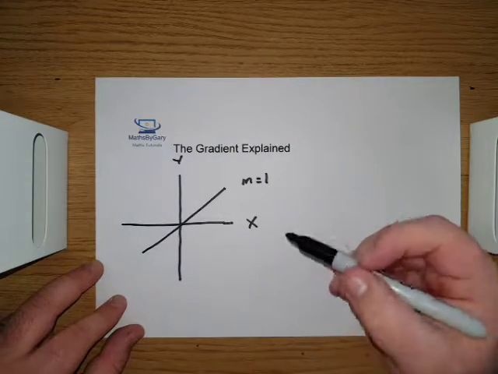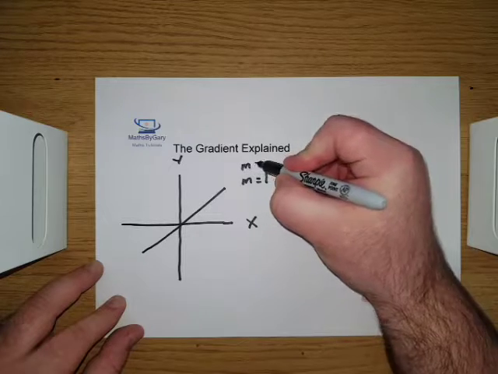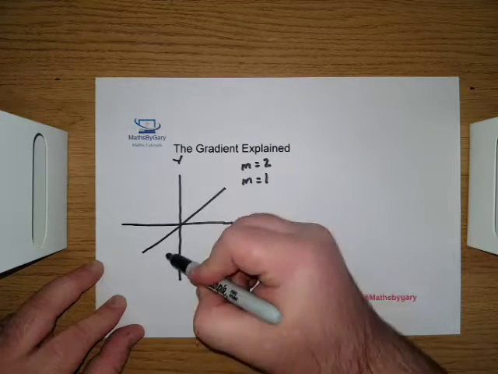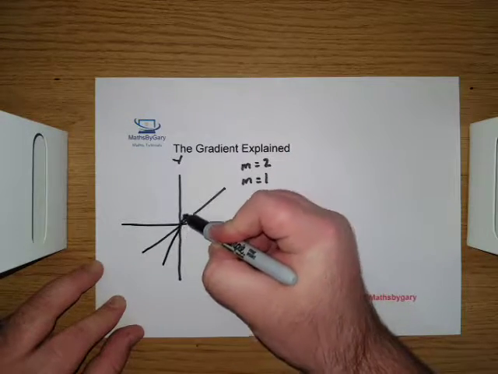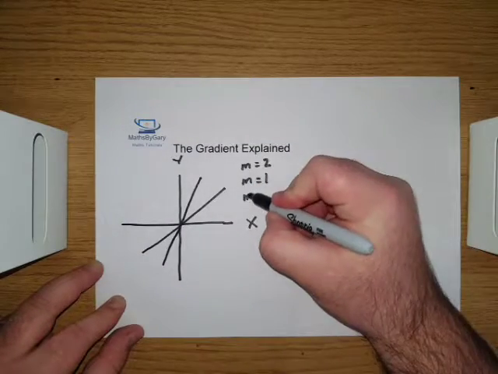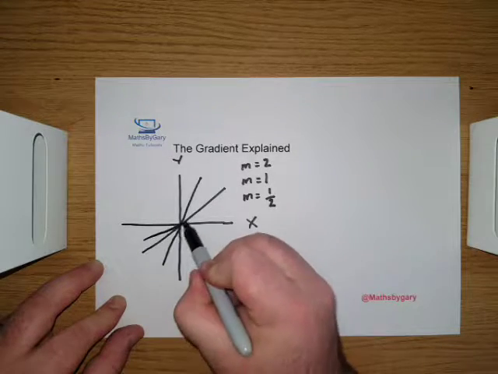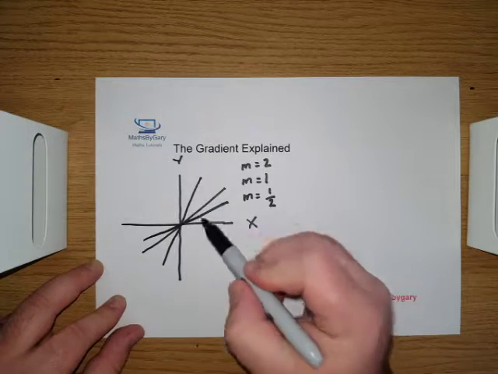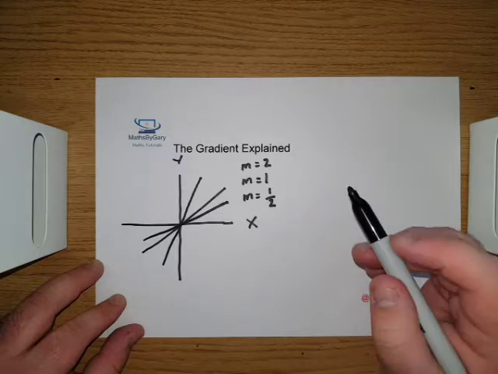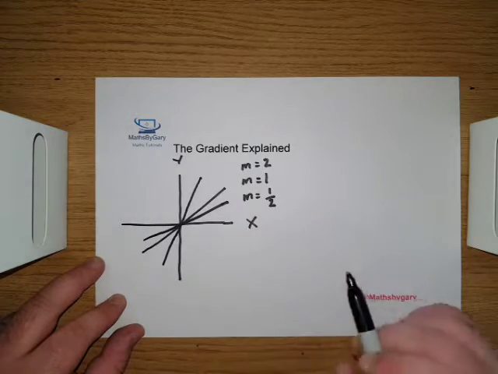So if we then were to change the gradient to, let's say, m equals 2, the line would become steeper. Similarly, if we go less than 1 and we made the gradient a half, the line would be less steep. And it's in proportion also. That's a very important thing to remember. So this is a straight line.